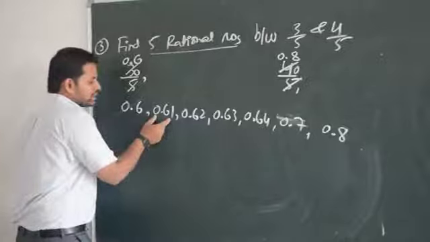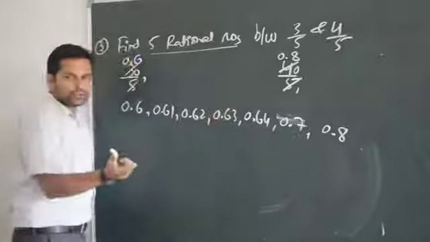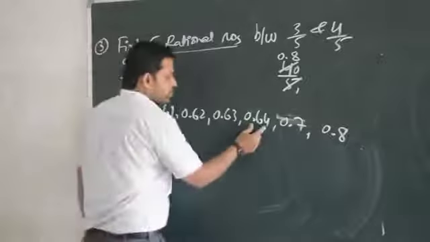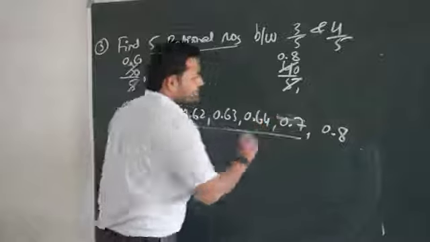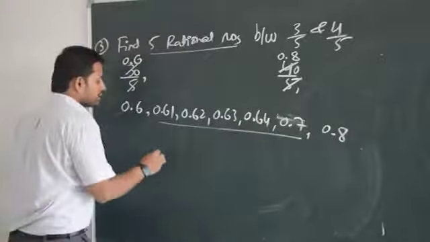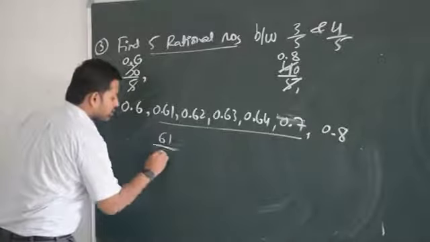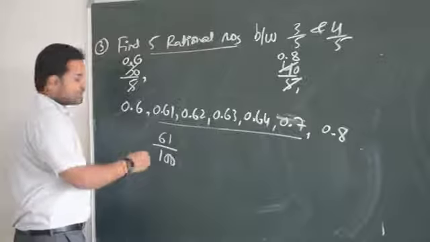Here 0.61 is there, no? Immediately without writing 0.62 I can write 0.63 also, no issue. Then without writing 0.64 I can write 0.65 also. Anyhow I want 5 rational numbers, that's it. 1, 2, 3, 4, 5. Done. So this 0.61 can be written as 61 divided by 100. Can I cancel? No, it cannot be cancelled. So that's why I'm leaving it like that.